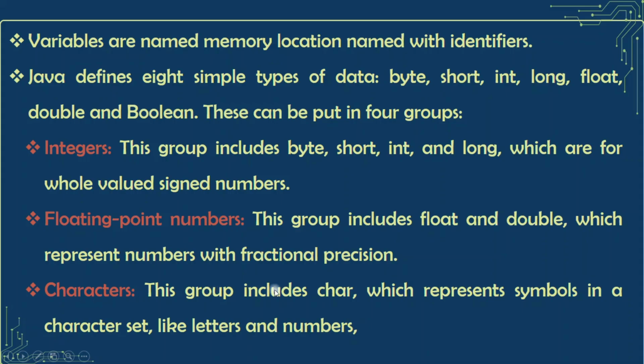The other is character. This group includes char, which represents symbols and characters like letters and numbers. For example, we may have a program which calculates the grade of a certain course. So we may declare that letter grade with char. So we're going to use characters for letters and numbers.